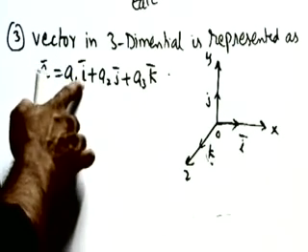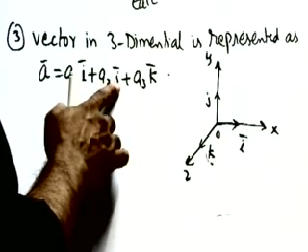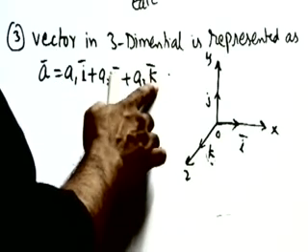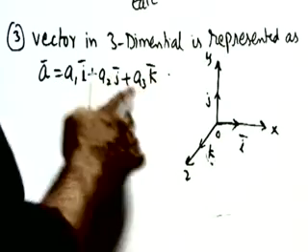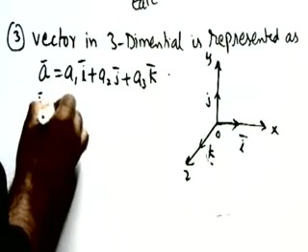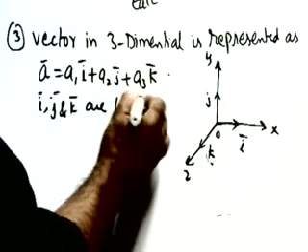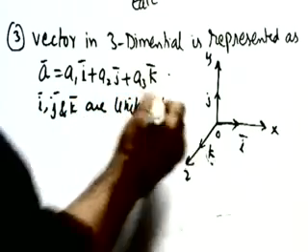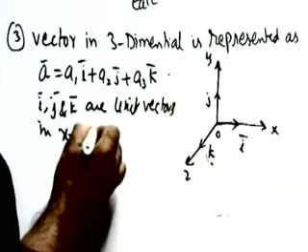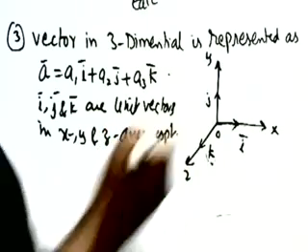So vector A is denoted by a1 i plus a2 j plus a3 k, meaning in the direction of the x-axis its magnitude is a1, in the direction of the y-axis its magnitude is a2, and in the direction of the z-axis its magnitude is a3. Where i, j and k are unit vectors. Unit vectors means magnitude 1, value is 1 in the x, y and z axes respectively.